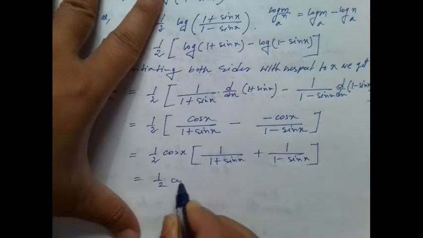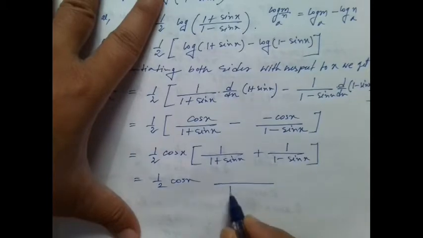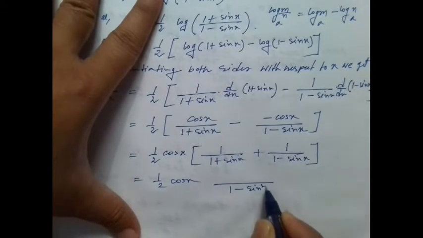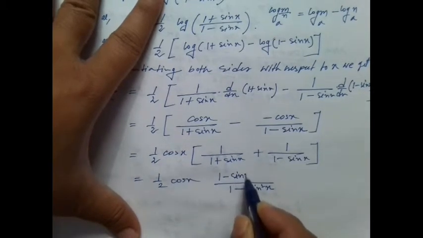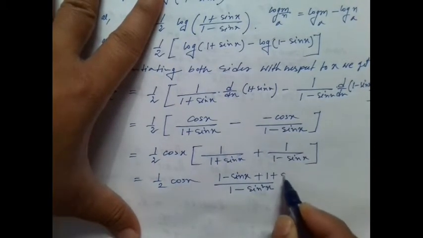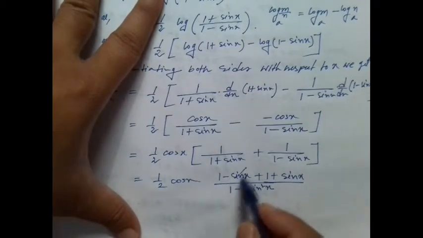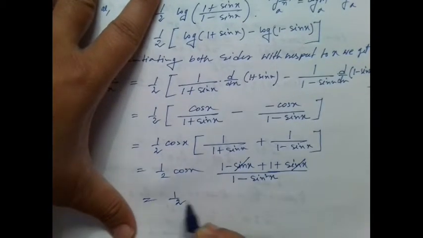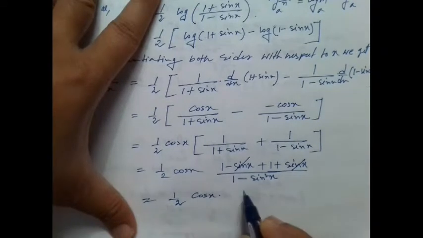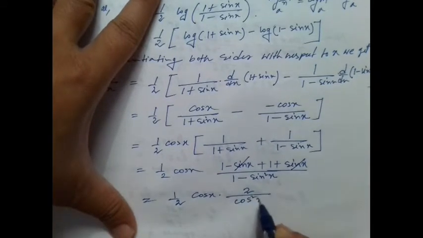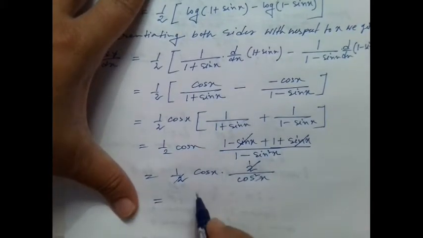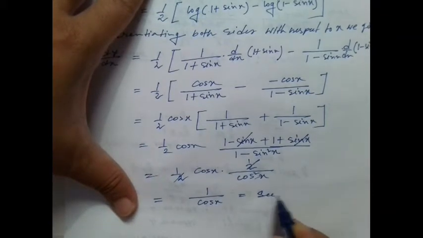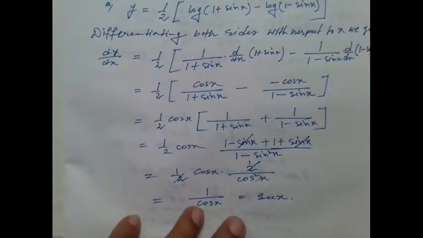Now I have to take the LCM. LCM becomes 1 minus sin square x, as 1 plus sin x into 1 minus sin x, and numerator 1 minus sin x plus 1 plus sin x. Sin x cancels, getting half cos x into 2 by cos square x. 2 cancels, 2 ones are 2, and one cos x also cancels, so we are getting 1 by cos x, it means sec x. So this is the derivative.